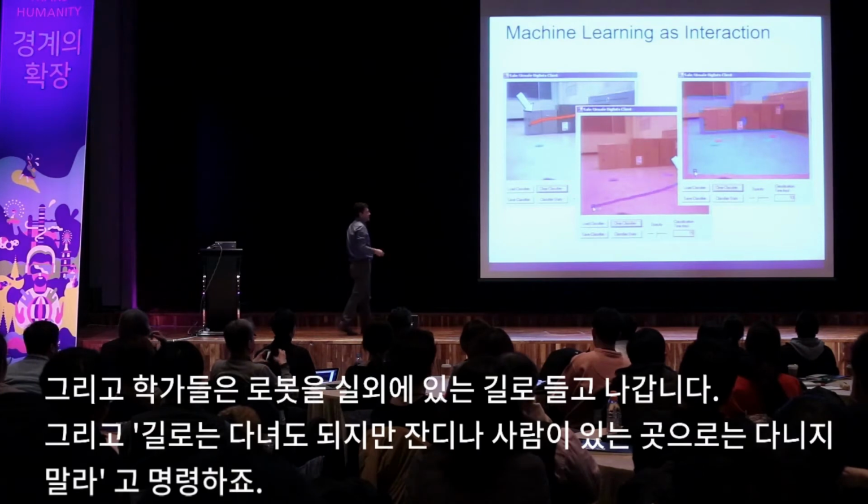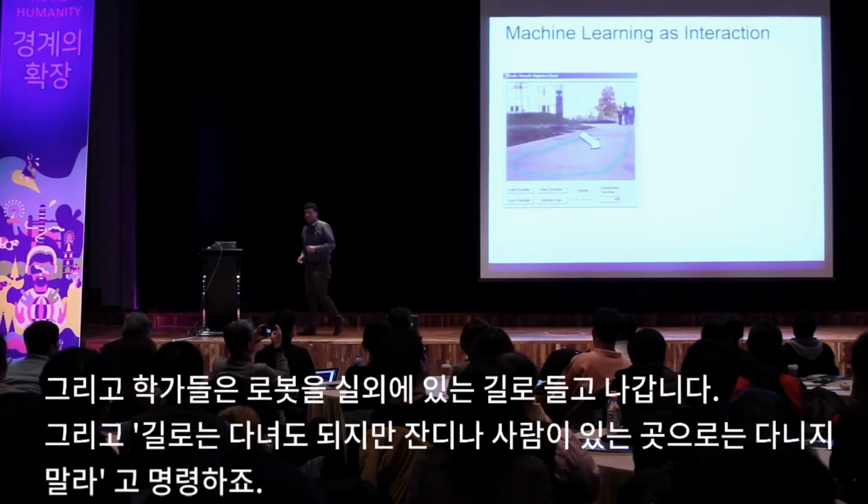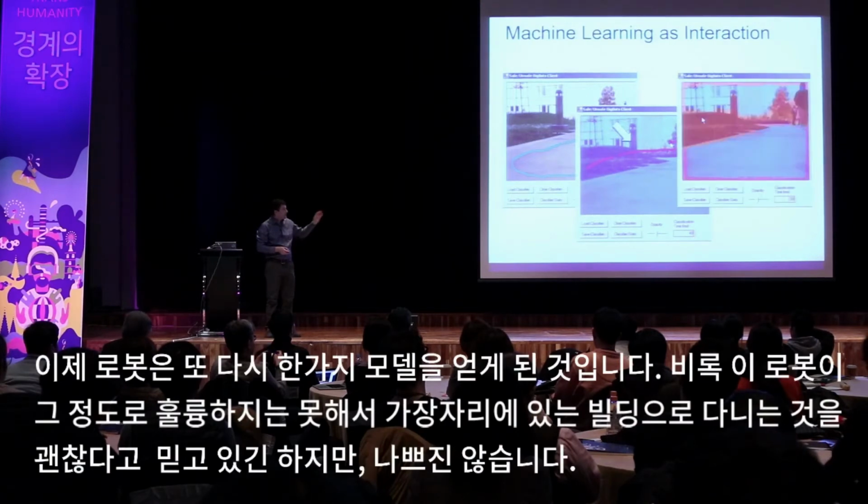And then they pick the robot up, they go outside, they put it on a path outside, and they say, drive on the path. And they draw another stroke to say, don't drive in the grass and don't drive on the people. And that's okay, right? This works.